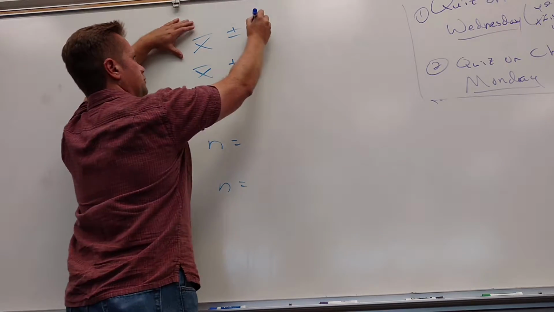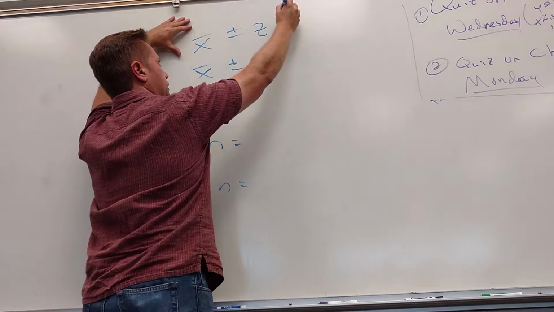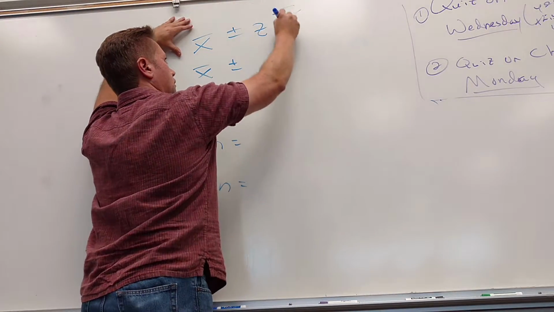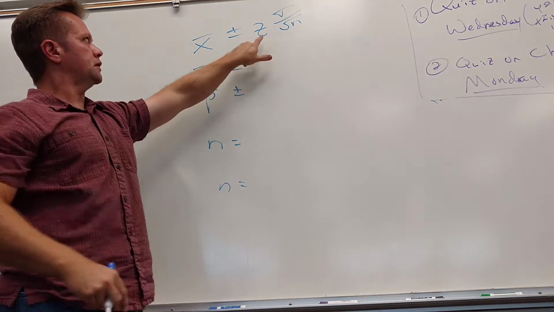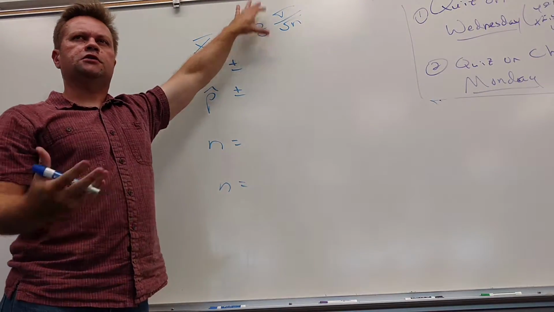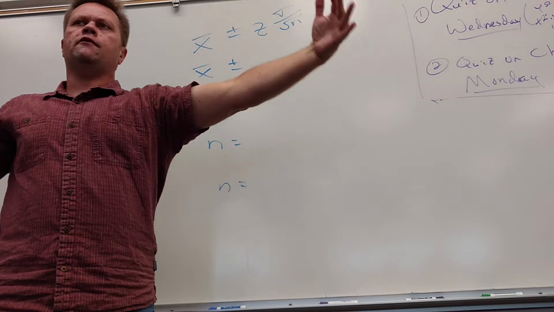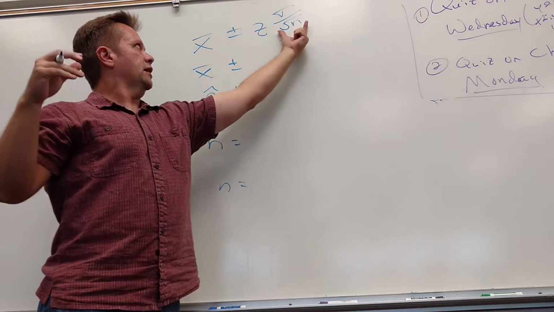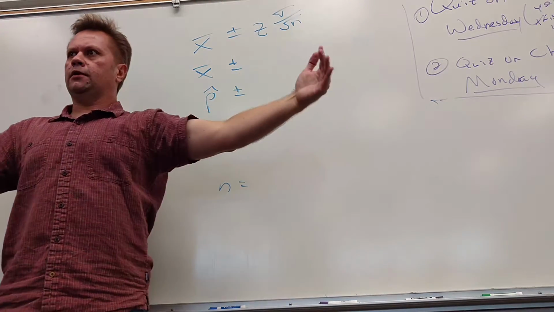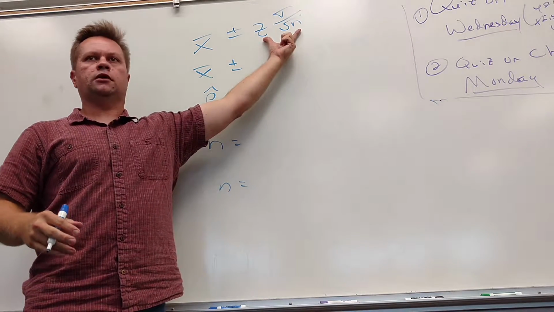What's this first one? This first one is a Z. What goes here? Sigma over square root of n. So it's always some kind of Z or T score, something that tells me how far I've got to go, times how big each step I take is. I mean, that's what this error always will be.